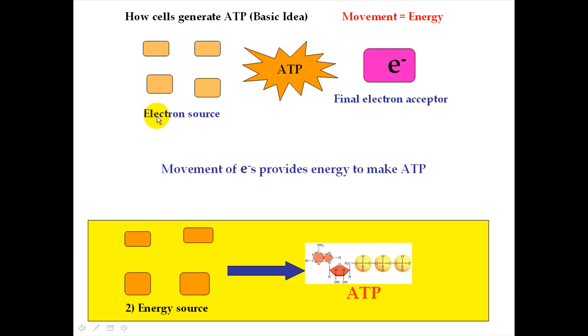Just some terminology here. So oftentimes you might hear electron source be referred to as the energy source, right? Because it's the movement of the electrons that provides the energy to make ATP. So electron source is sometimes also referred to as an energy source.